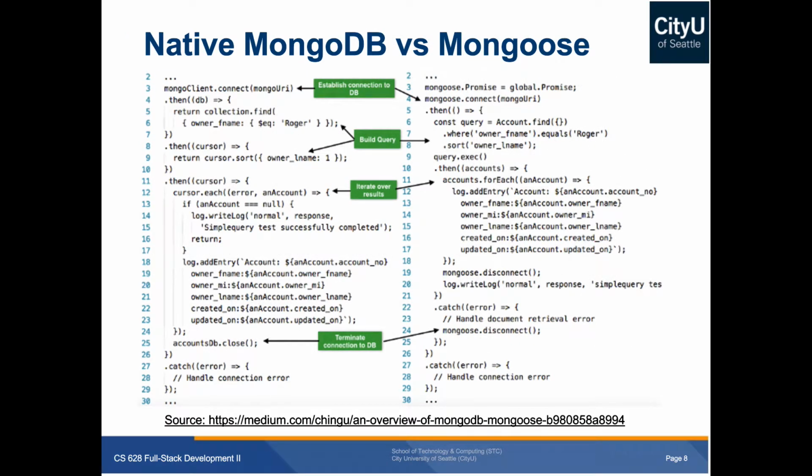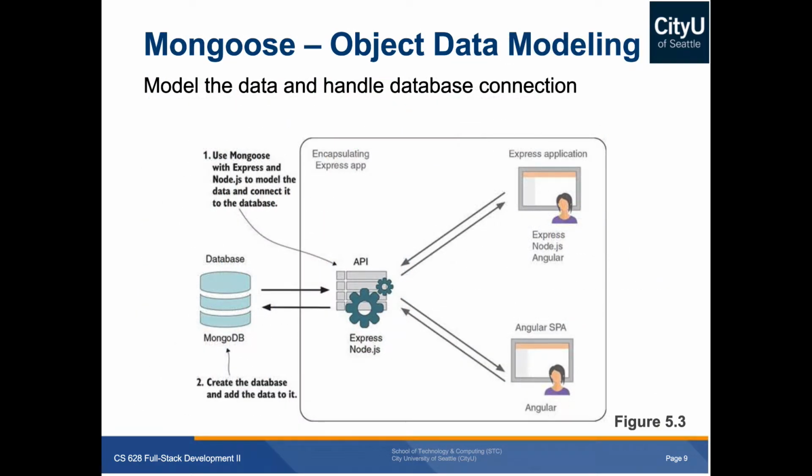Here's another example where you use the native MongoDB driver on the left hand side to establish a connection, build a query, iterate over the results, and terminate the connection. As you can see, the right hand side, which uses Mongoose, is more readable and verbose. So with the API and database, in the middle would be Mongoose. Just so you know, Mongoose is something that you would still add in your API server.